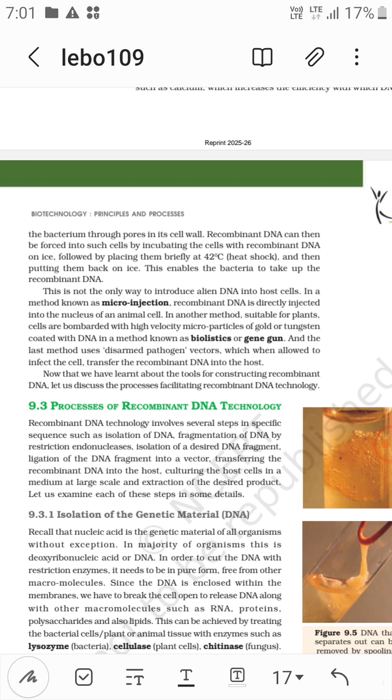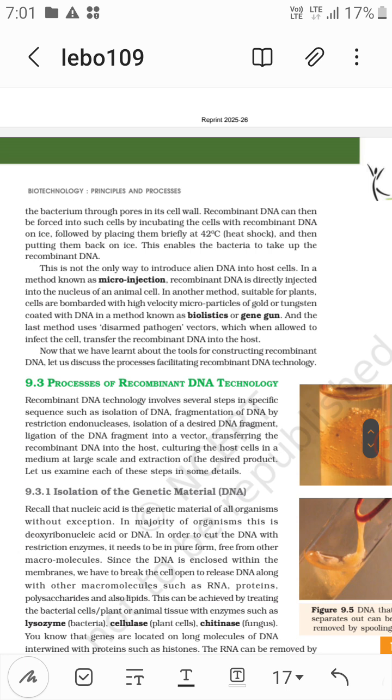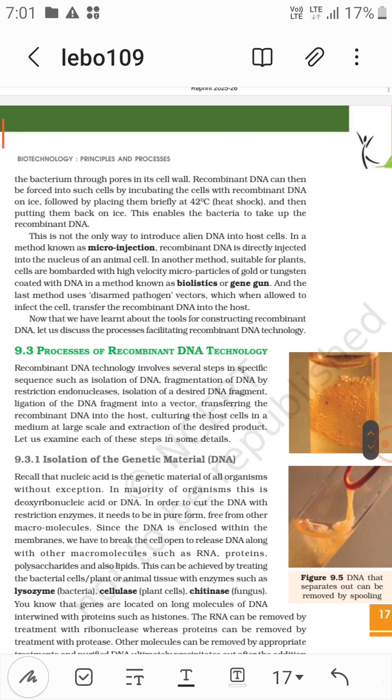This is suitable for plants because they have rigid cell walls. And the last method uses disarmed pathogen vectors, which when allowed to infect the cells transfer the recombinant DNA into the host cell.